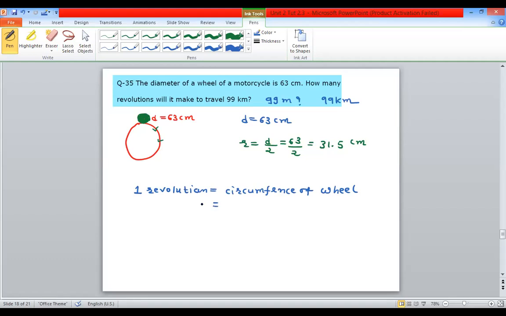We can find here the distance when we move one revolution. So this is the formula to find the revolution. It's 2 pi r. 2 as it is, pi is 22 by 7 and r is 31.5. So multiply and divide.